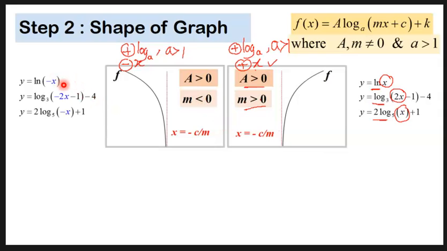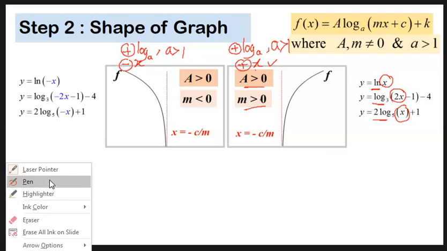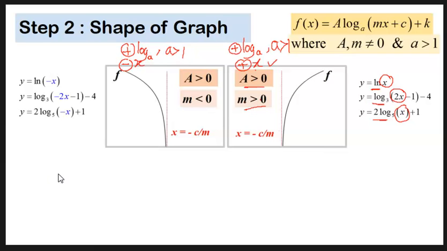And in the corresponding examples, as you can see here, the log still has a positive coefficient. The x now has a negative coefficient. So whenever you change the sign on x, in terms of the shape of the graph, you'll see that the graph will flip horizontally.